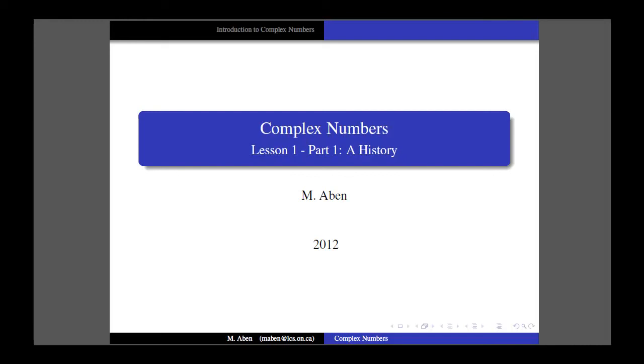Where did the idea come from? What kind of problems were these people trying to solve, and why did this idea of complex numbers really mean anything? Why did they need them? Okay, so we're going to start off with a little bit of history. If you don't like the history part, go on to lesson 2. You can probably start there without ever seeing this, but that's the way I'm going to start.